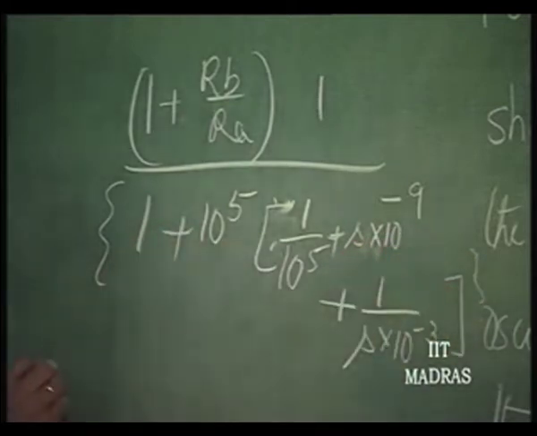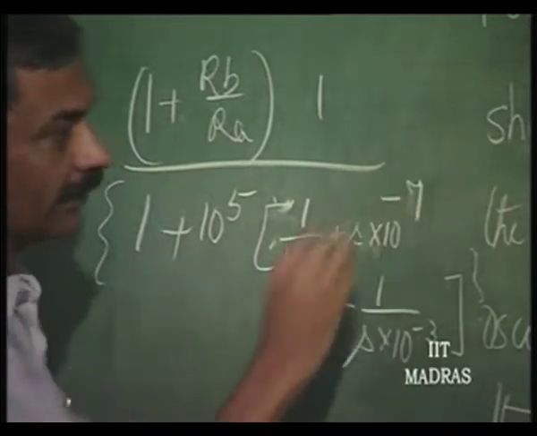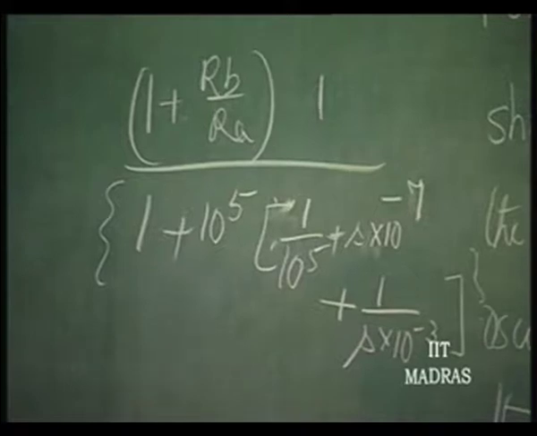So, we will take this inside, where this S c is 10 to the power minus 7, it is 100 nanofarads. So, we take this inside, this is going to be loop gain.